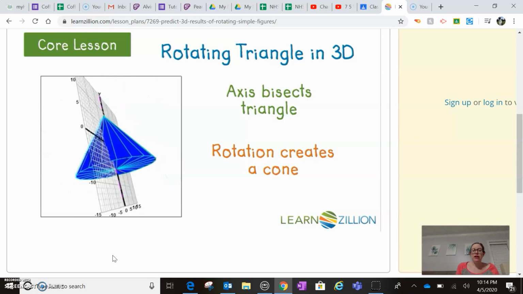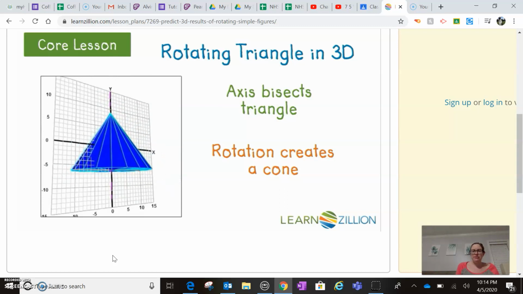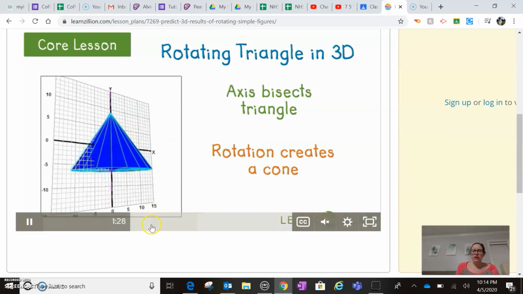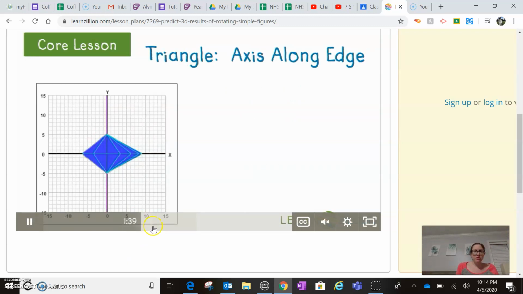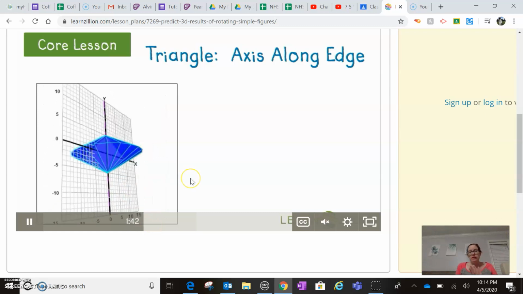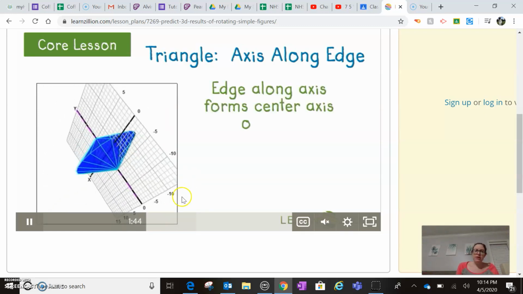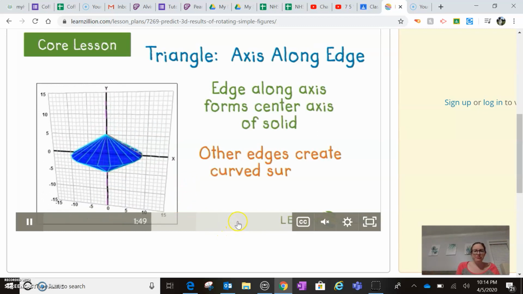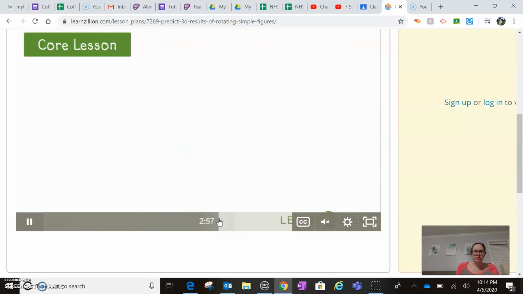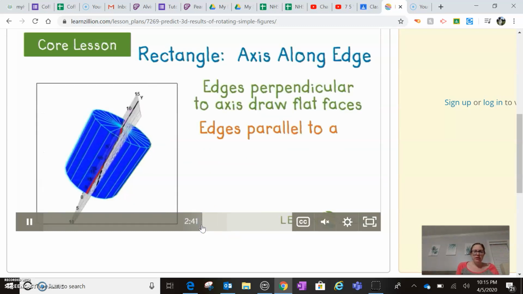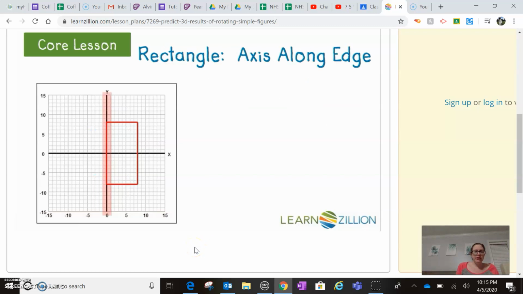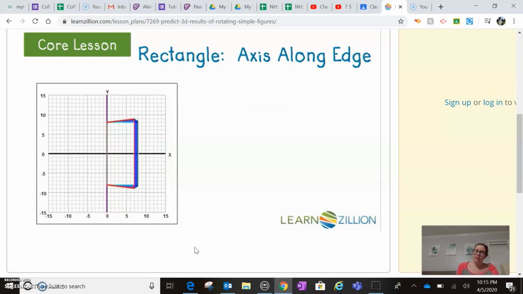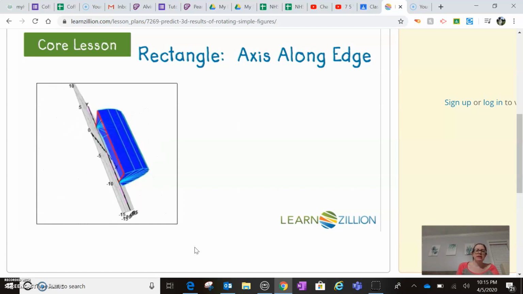When you're rotating a triangle, in this case it was an isosceles or equilateral triangle, could have been a right triangle, that would create a cone. Okay, so you can look at some other things. This is a triangle rotated, but it's rotating along the base of the triangle. So that's going to create two cones. What else? These are some cool ones. Ooh, hold on, too far. This creates another cylinder here. So again, rectangles rotated around are going to create cylinders.